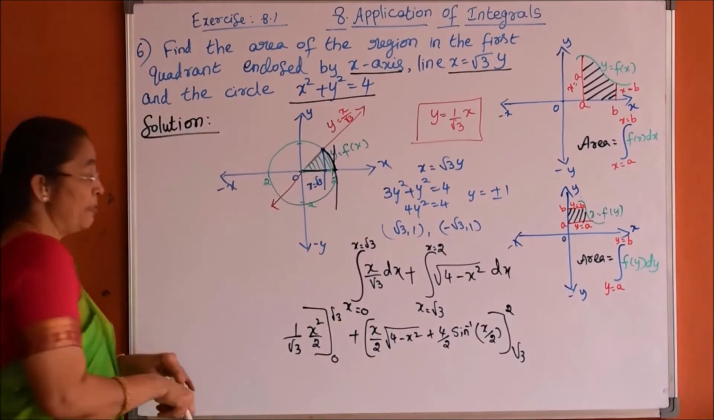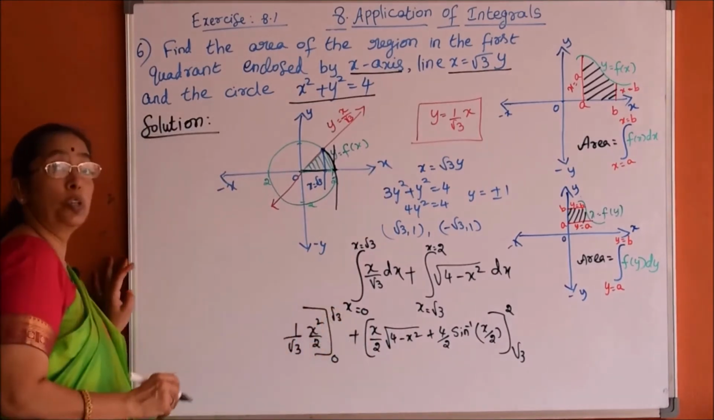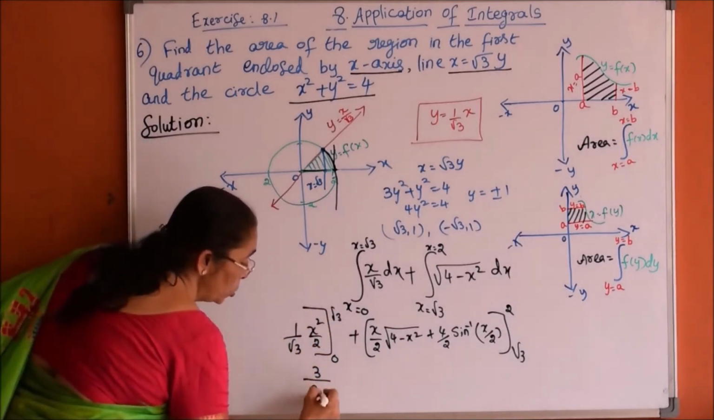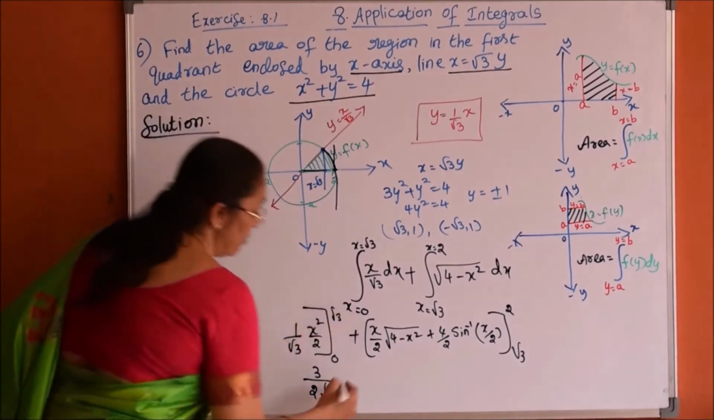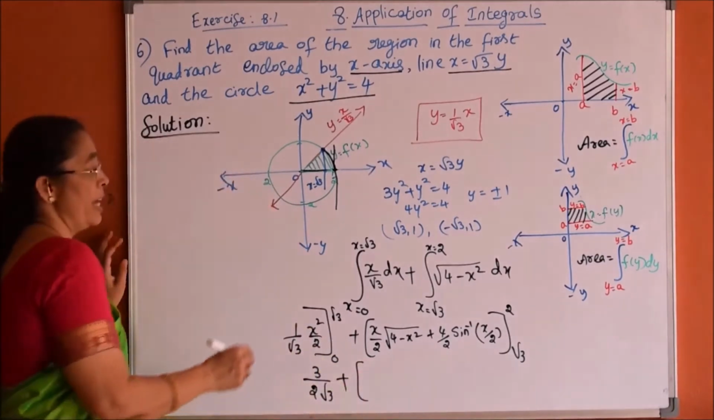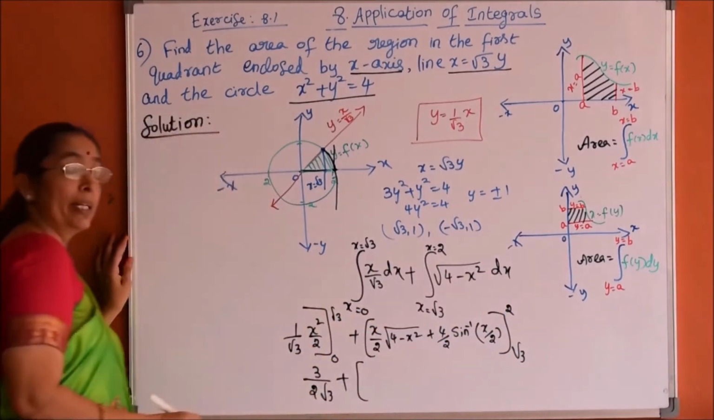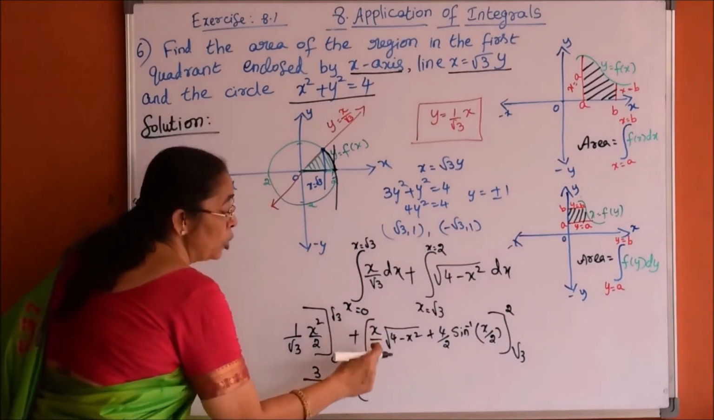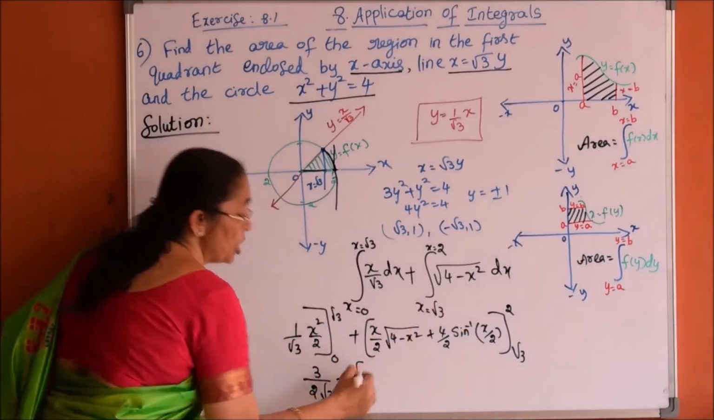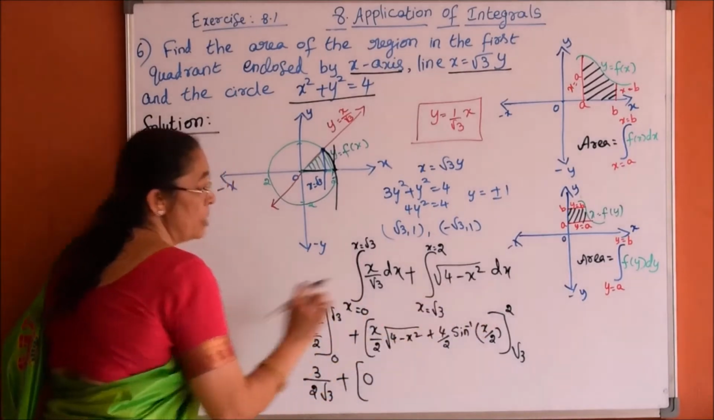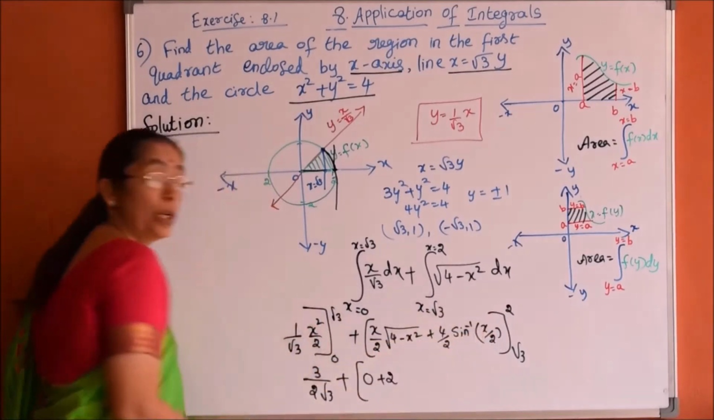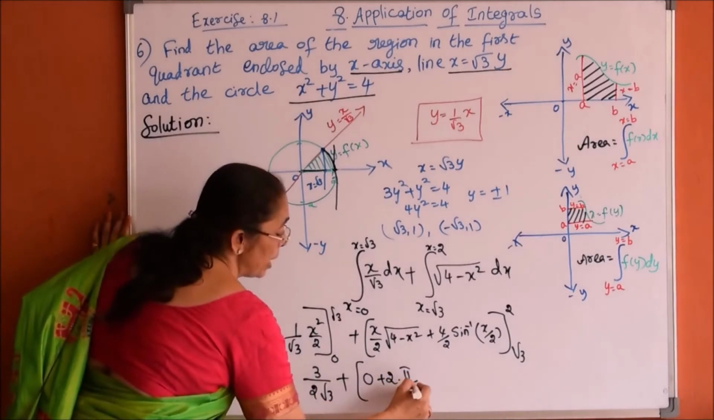Now, what about the first one? Applying the upper limit, root 3 whole square is nothing but 3. So, we will get 3 by 2 root 3, this part. Coming to the second one, the lower limit is minus 0. Now, for the second part, it is varying from root 3 to 2. First, we will apply the upper limit. Here 2 by 2 is 1, but 4 minus x square is 4 minus 2 square, 4 minus 4 is 0. So, applying the upper limit, this term is becoming 0. The second term is 2 into sine inverse of 2 by 2, which is sine inverse of 1, which is pi by 2.